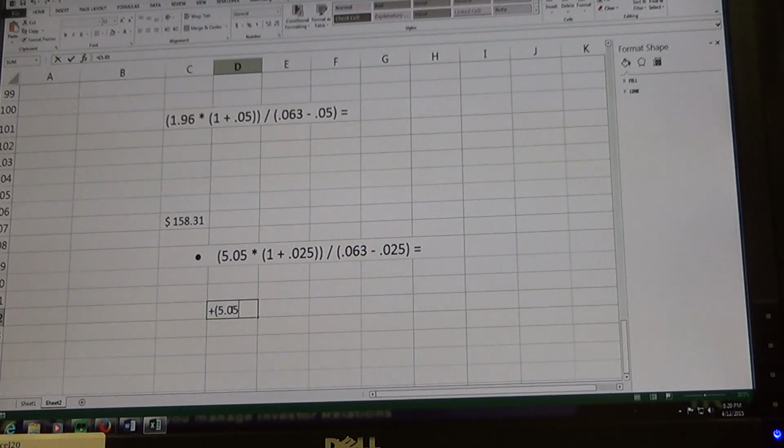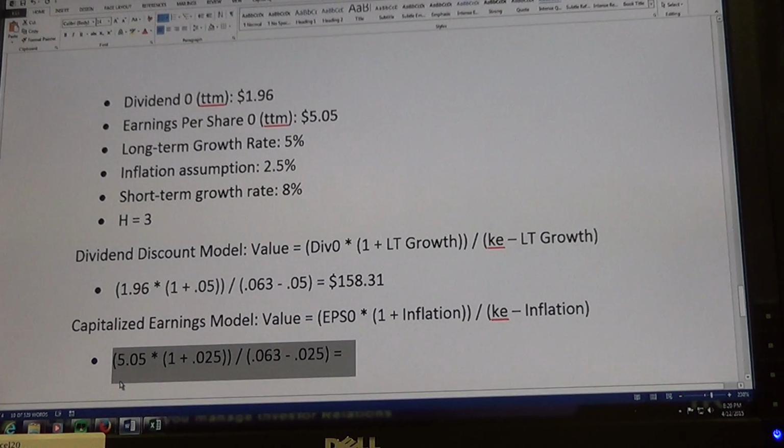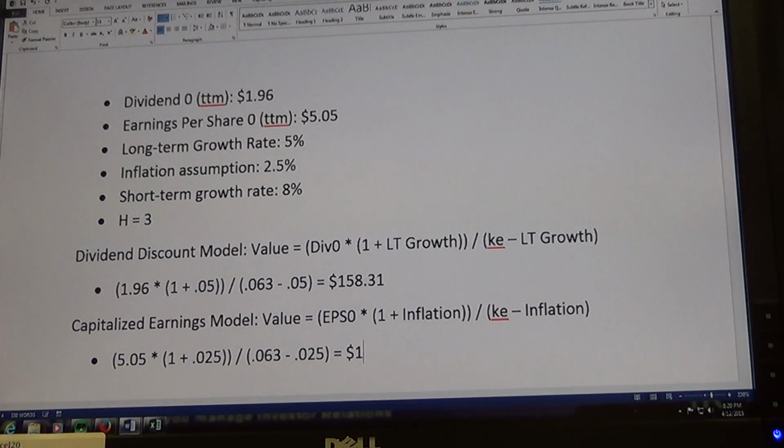So 5.05 times 1 plus 0.025 divided by 0.063 minus 0.025. The value you get is $136.22.